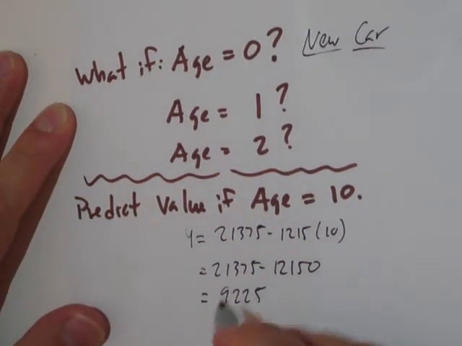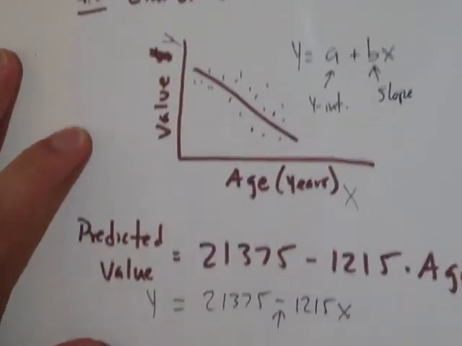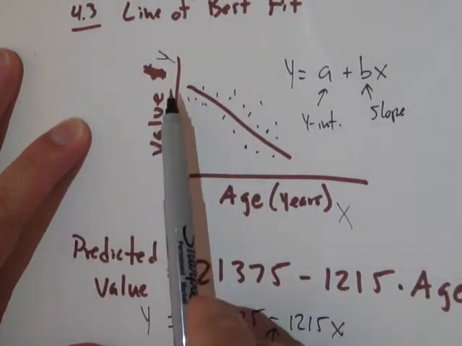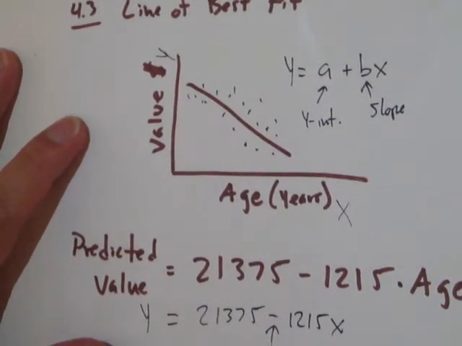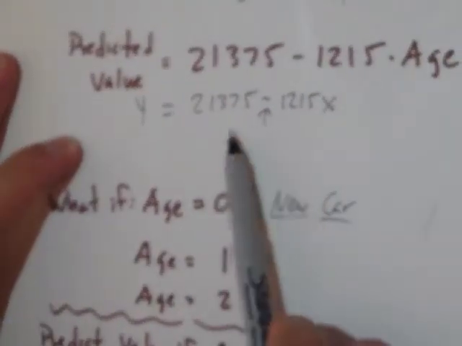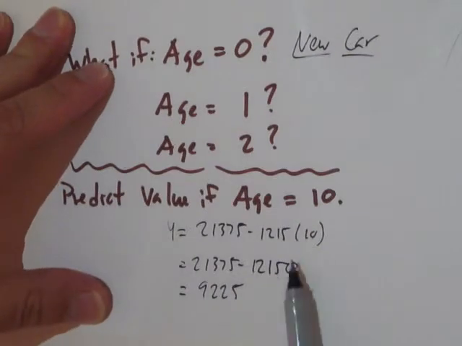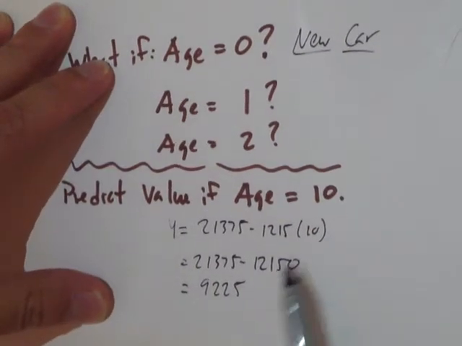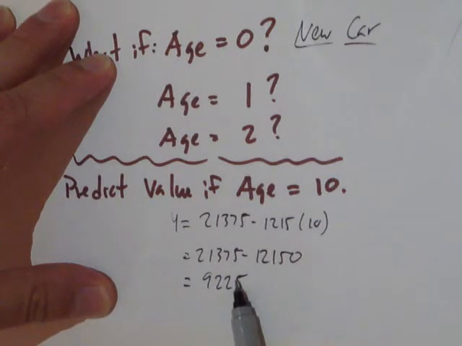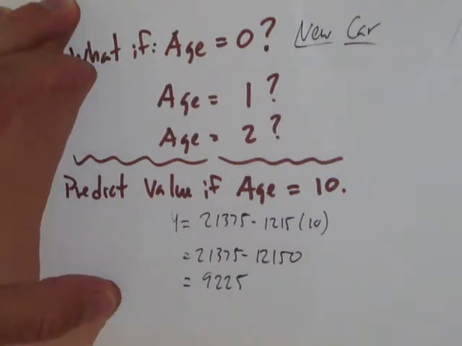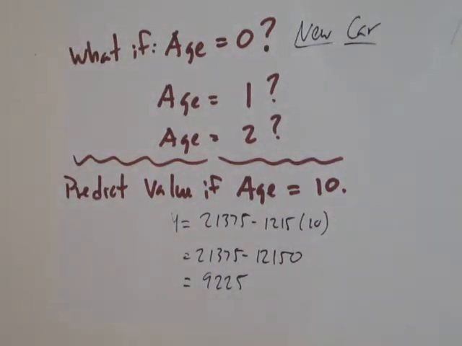So we can say that, since we saw this sampling of cars that had this relationship, we can use that information and this formula now to make predictions. And so we are able to predict that if a car is 10 years old, it would be about this much in value. So that's what's going on with that.